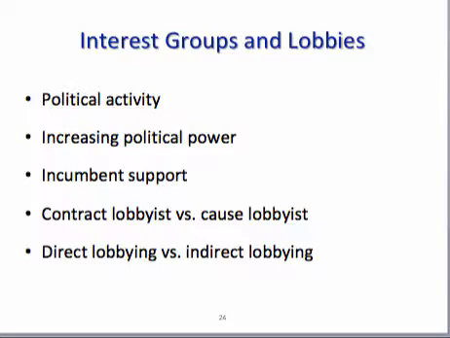What does influence policy are interest groups and lobbies. Especially with Citizens United, we have increasing power for these interest groups and lobbies. You should be clear on the difference between contract lobbyists and cause lobbyists, right? Contract lobbyists are basically the hired guns. And then you have cause lobbyists. You might have environmental groups like the Sierra Club, for example, that are lobbying on a specific cause.